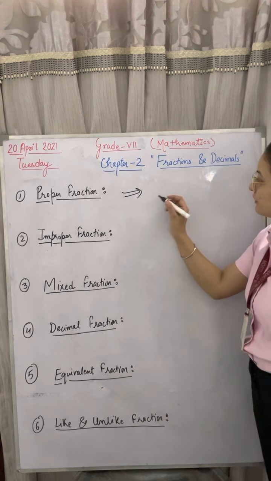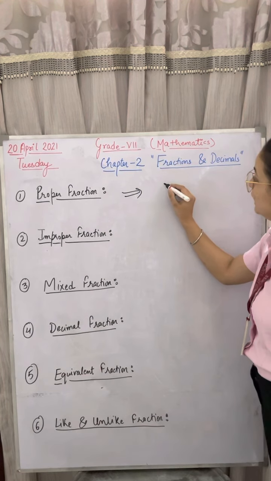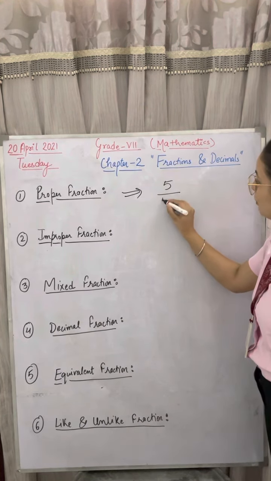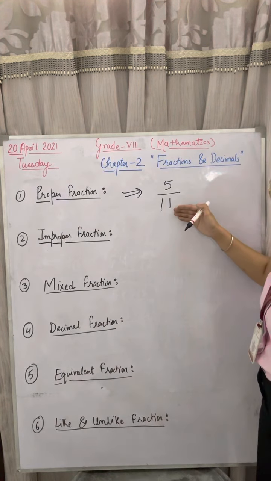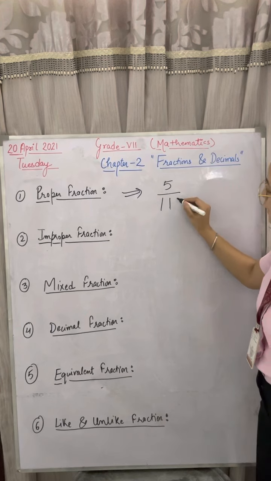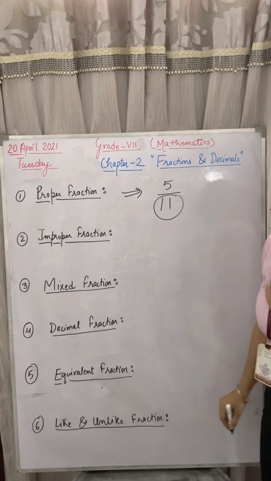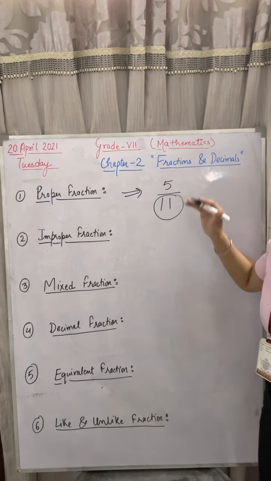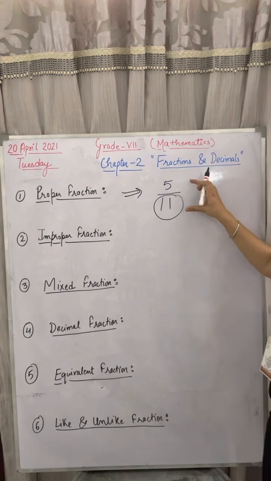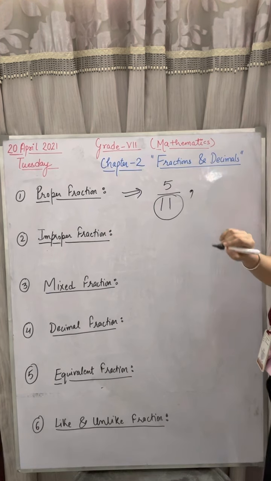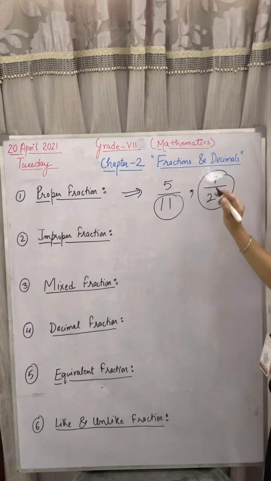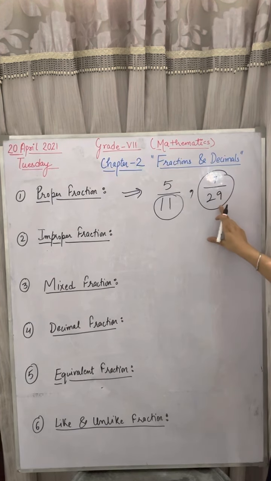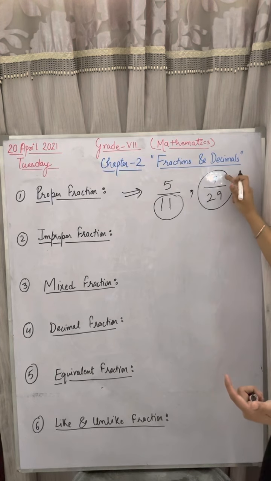Alright, so a proper fraction is when the numerator is lesser than the denominator, or we can say when the denominator is greater than the numerator. So these are proper fractions. I am giving you another example. Suppose 7 upon 29. This is a proper fraction, as the denominator is greater than the numerator.